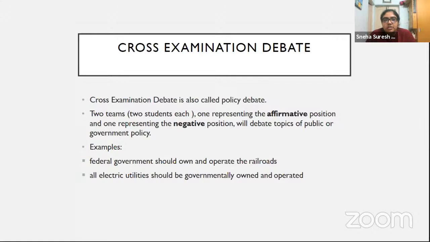Again, the format for this is two teams with two students each, so it's basically a two versus two debate. One team represents the affirmative position and the other represents the negative position. Again, you alternate speakers, so it's one positive, one negative, one positive, one negative. The number of rounds is pre-decided, as per the organization.